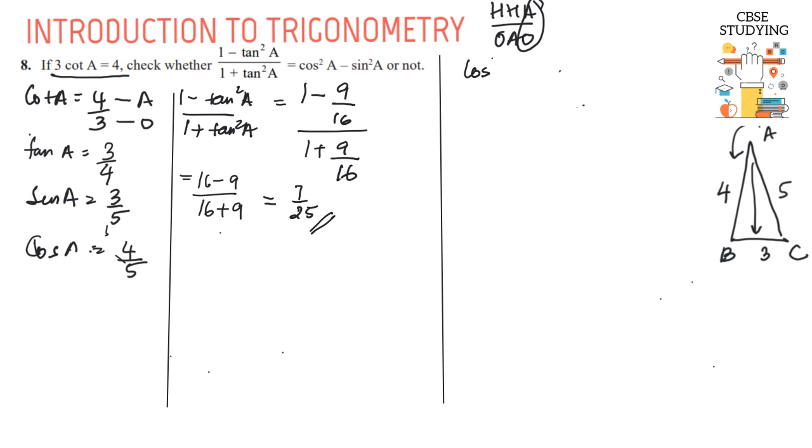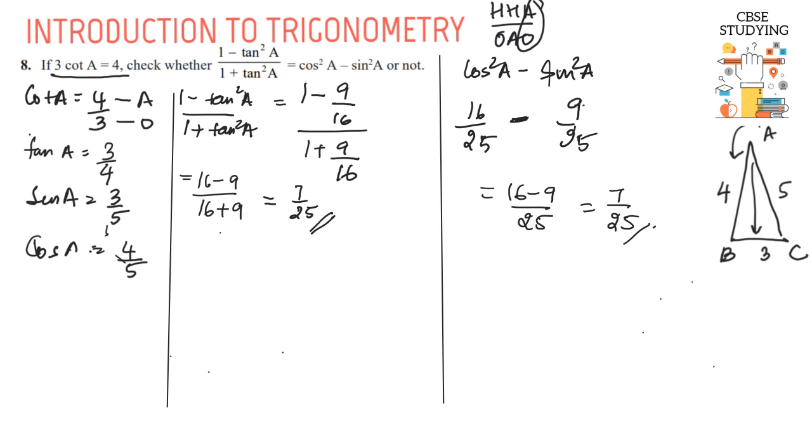Now RHS, cos square A minus sine square A. So cos A is 4 by 5. So cos square A will be 16 by 25, right? Sine A is 3 by 5. So sine square A will be 9 by 25. So again, your denominator is common. So this becomes 16 minus 9 by 25. What is 16 minus 9? 7 divided by 25. So your LHS is equal to RHS. Hence, we can say that this is proved.